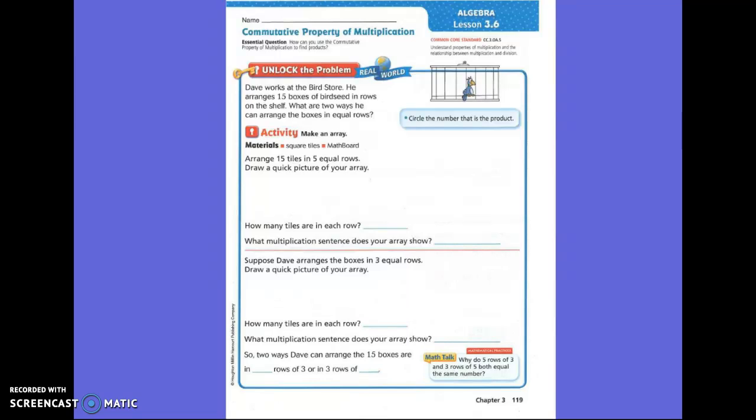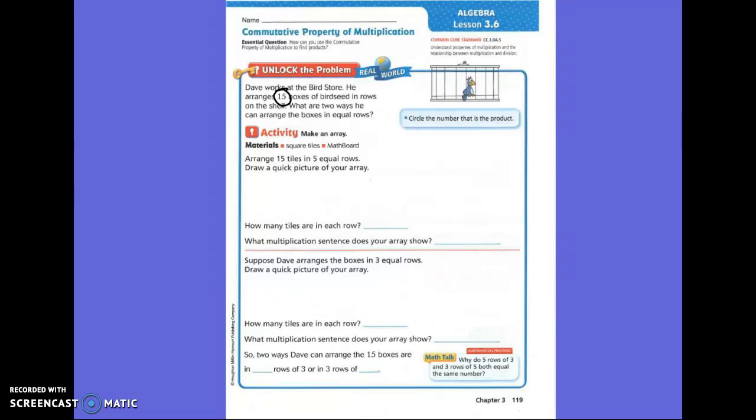Okay, so they're saying we need the square tiles and the math board. We don't need those things because we're going to just draw them. So, this says, circle the number that is the product. So, the blue box says circle the number that's the product. What's the product again you told me just a minute ago? The answer to a multiplication sentence. So, in the story, what's going to be the answer to the sentence? 15. Circle that number. Yes, 15 is the answer to our multiplication problem that we're going to have.